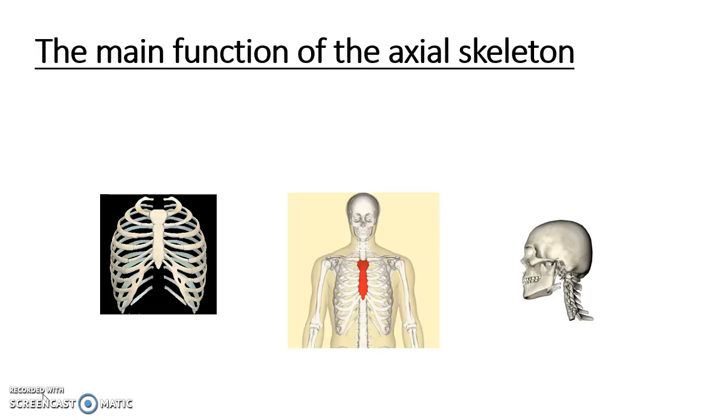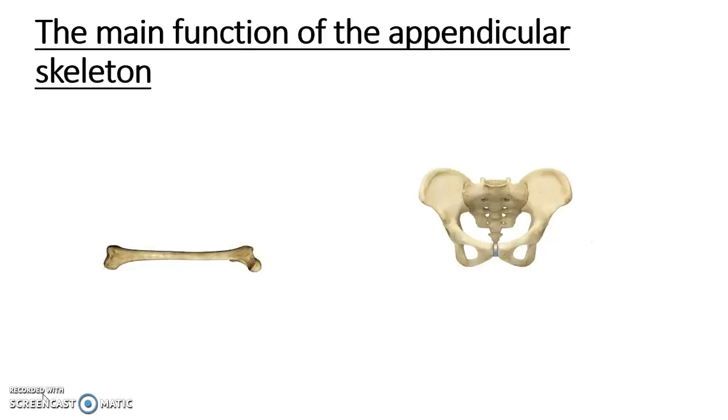The axial skeleton protects our organs, such as the skull and the vertebrae. And the sternum and the ribs, for example, give us support. The appendicular skeleton is crucial for moving our limbs, and without these we wouldn't be able to move, because the muscles within our bodies pull on our bones.